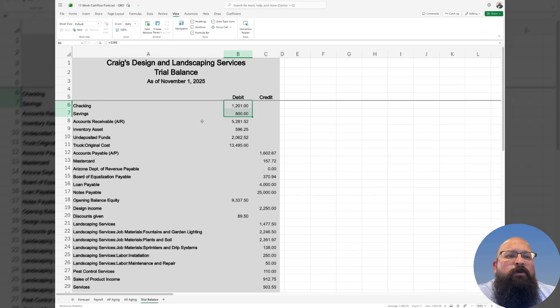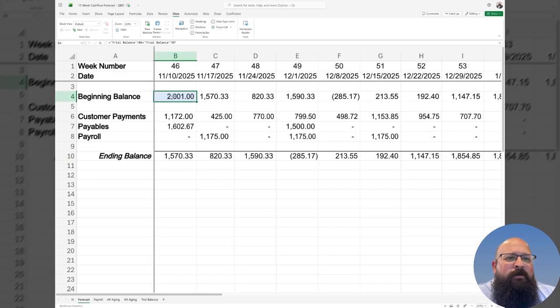The trial balance is a report that will show you the balance of all the accounts in your system. The ones we care about in this instance are the bank accounts. So in this instance, we have checking and savings. You may have more depending on what your structure is, but you'll need this total to populate the forecast. So that amount is going to go here. We're going to add the total of the bank accounts and put it here in this blue box.